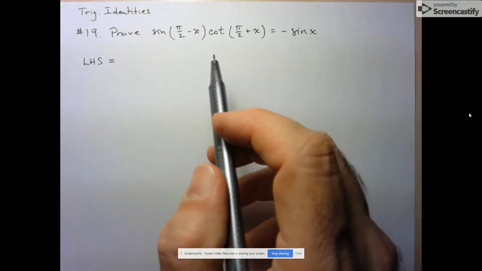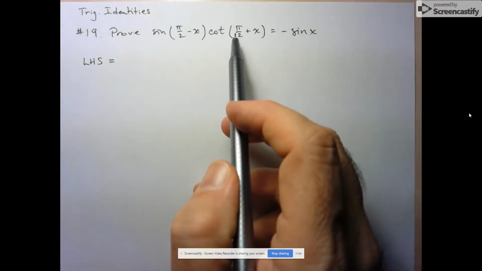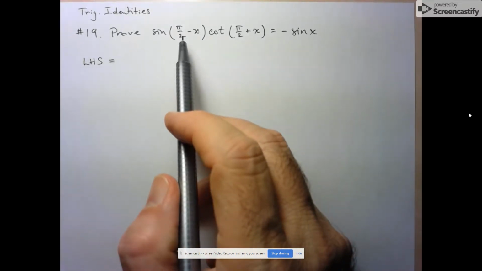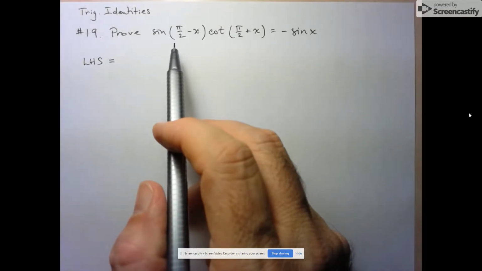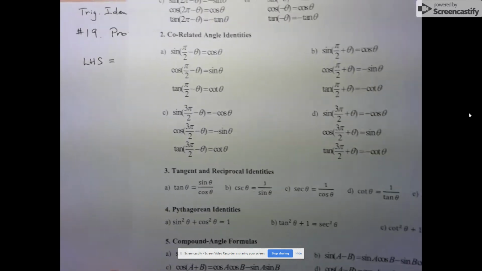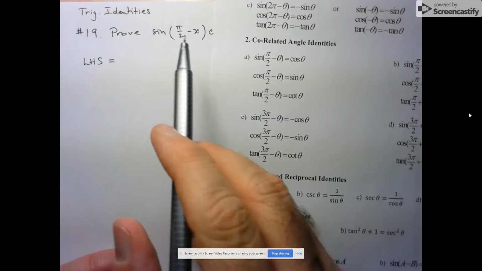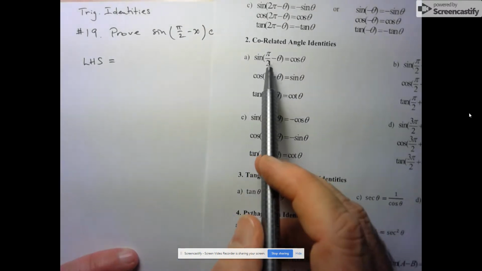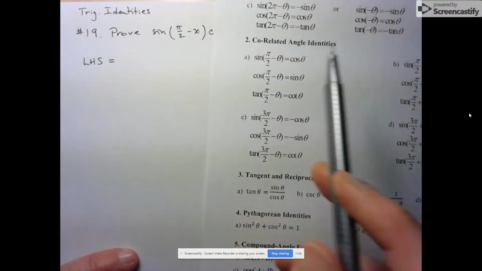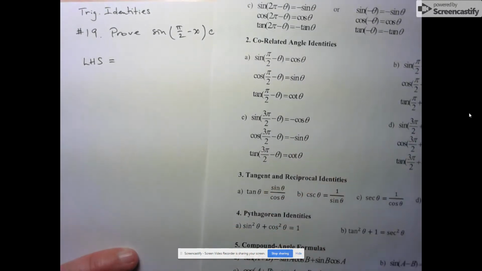But what I'm hoping you're going to see here is these pi over 2's, plus x and minus x. This is hopefully going to give you an idea to look at those correlated angle identities. Now, because you're going to have the identities sheet at your disposal, you might as well just use it. So we look here and we see that we've got sine of pi over 2 minus x, and we see that we can write that in a much simpler fashion because sine of pi over 2 minus x is just equal to cos x.